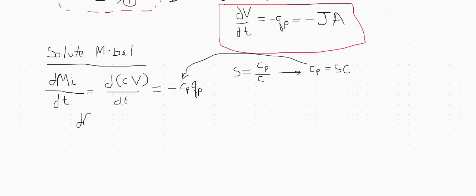So we'll write d CV over dt is equal to minus the sieving coefficient times the retentate concentration times JA. Okay. So now I'm going to circle this.